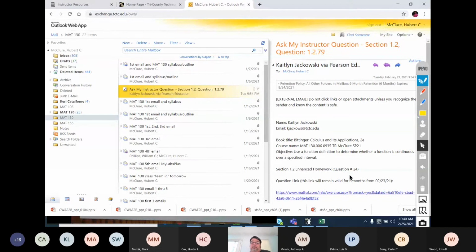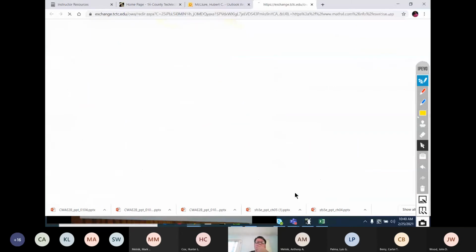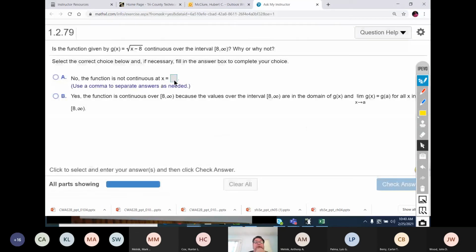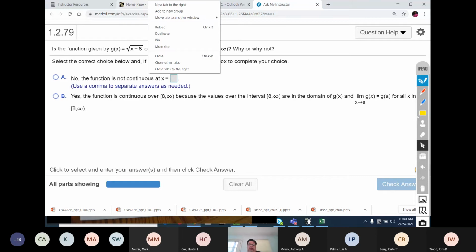Section 1.2, problem 79. I don't know how many questions this makes, but is it continuous? Yeah, it is continuous, and I'll tell you why. First of all, what does your family of graphs tell you a square root function looks like? Well, it looks like this, and you know this because you know your family of graphs. It looks like that.